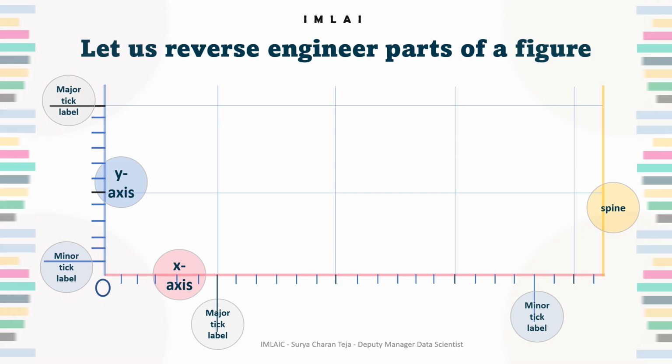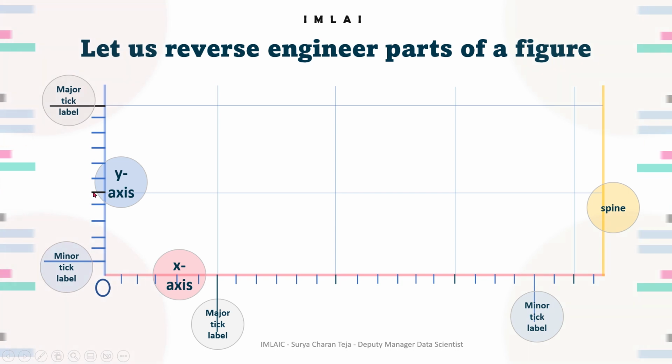This one is called a minor tick, and this dark black one is called a major tick. Simple. Okay, let's move ahead.